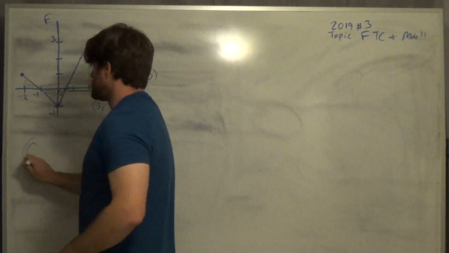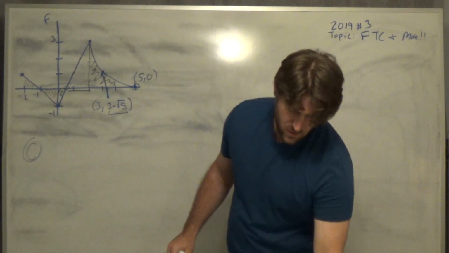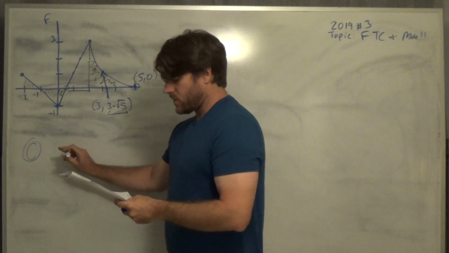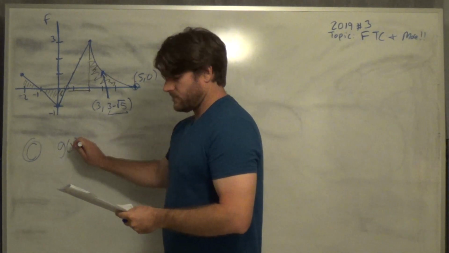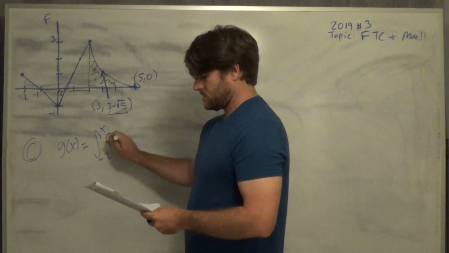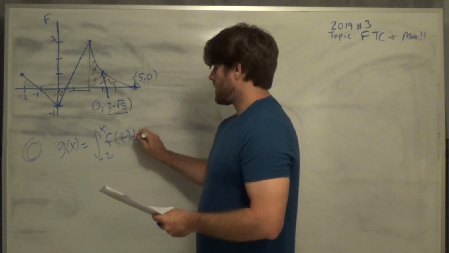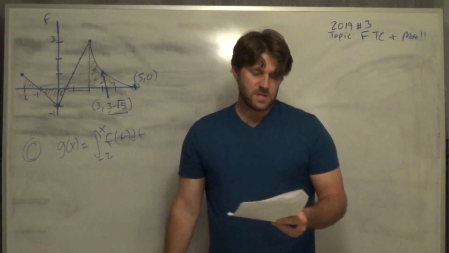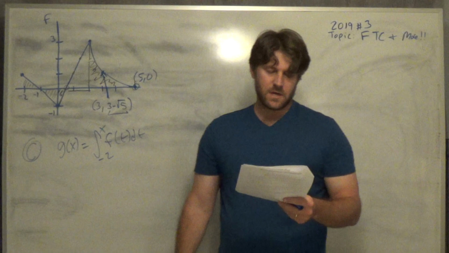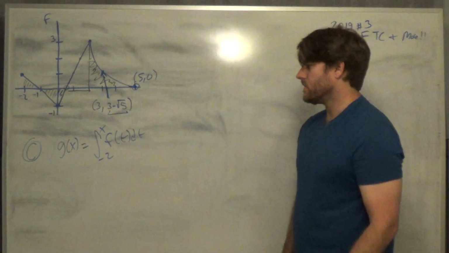All right, part C. And man, this question, it is crazy long. There's a lot going on here. So this next question introduces g of x. Our good friend g of x is this. And they want to know, when does g have an absolute maximum? Find the absolute maximum value of g on the interval.